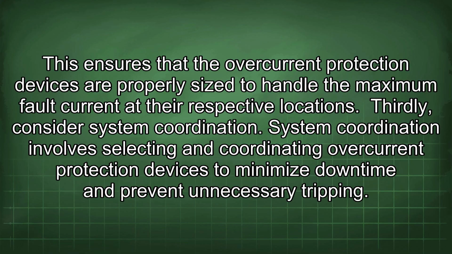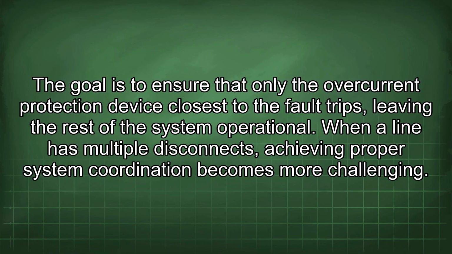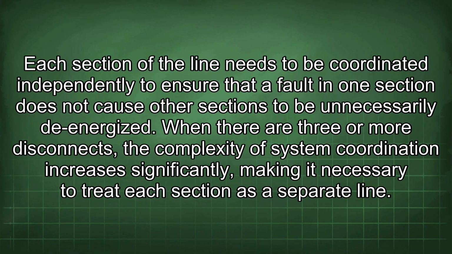Thirdly, consider system coordination. System coordination involves selecting and coordinating overcurrent protection devices to minimize downtime and prevent unnecessary tripping. The goal is to ensure that only the overcurrent protection device closest to the fault trips, leaving the rest of the system operational. When a line has multiple disconnects, achieving proper system coordination becomes more challenging. Each section of the line needs to be coordinated independently to ensure that a fault in one section does not cause other sections to be unnecessarily de-energized. When there are 3 or more disconnects, the complexity of system coordination increases significantly, making it necessary to treat each section as a separate line.